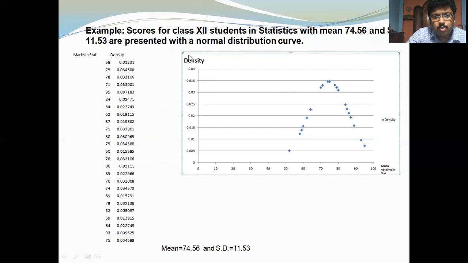And if you plot it, then you can get a normal distribution curve, which has a mean of 74.56. That is the highest point on the normal curve, and the standard deviation is 11.53. That is the dispersion, that is the width of the probability density function. So this is the normal distribution curve. This is the normal distribution function.